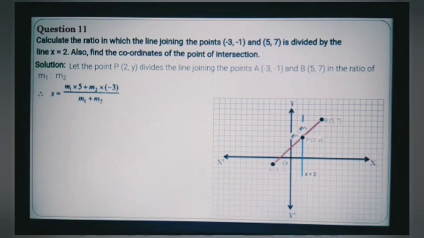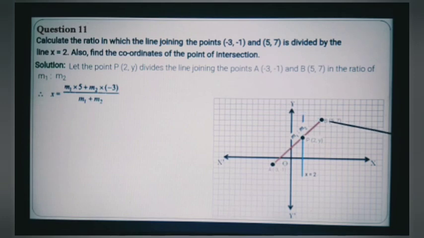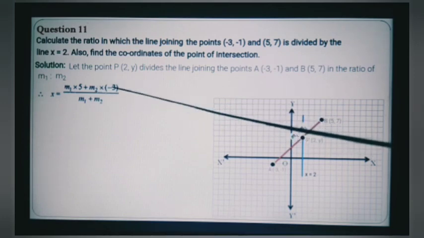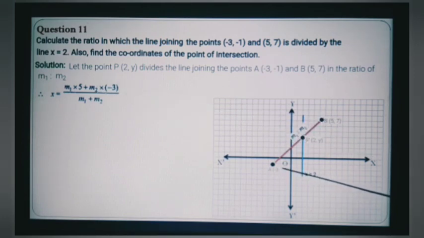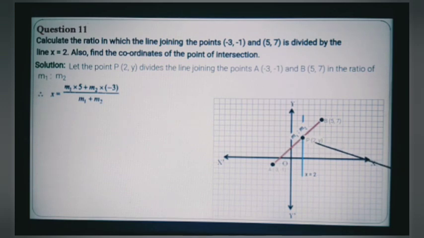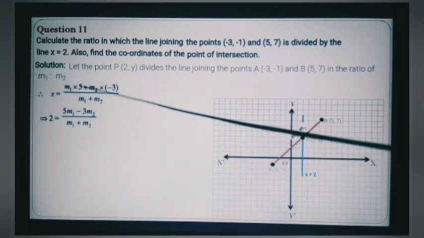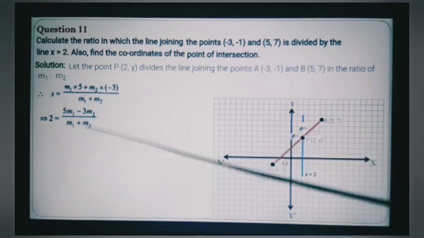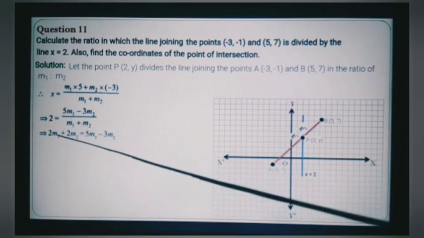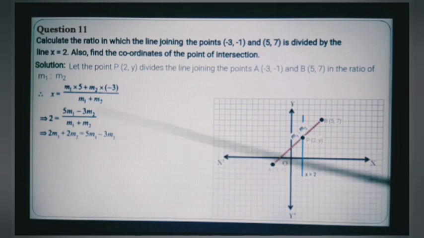So if I use the section formula here, m1 x2 is 5, plus m2 x1 is minus 3. Divide by m1 plus m2. And what is the value of x here? The value of x here is 2. So if I write 2 here and simplify this, I'll get 5m1 minus 3m2 divided this much. So do the cross multiplication. You will get 2 into m1, 2m1 plus 2 into m2 is 2m2, equals 5m1 minus 3m2.